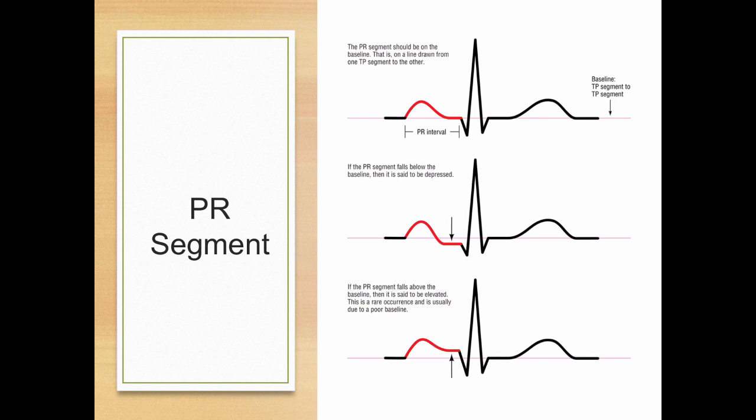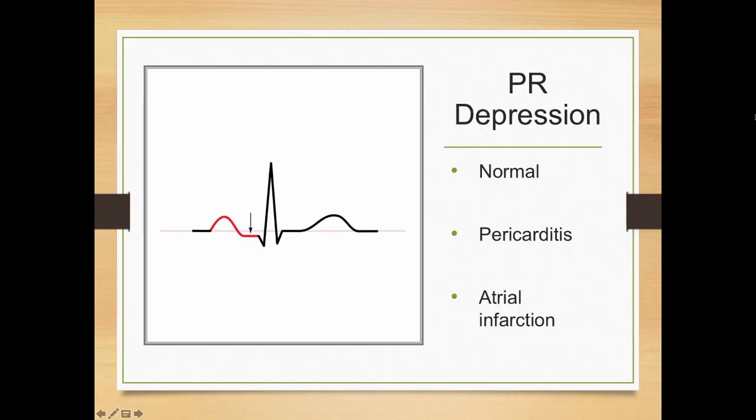If it's either depressed or elevated, it could be a wonky baseline. If that PR segment is elevated, it could be an infarction, just not in your ventricles. It could be an atrial infarction. Pretty uncommon, but if you see PR elevation on its own, we might be thinking an atrial infarction, a heart attack, but it's happening in one of the atria. Let's split these apart: PR depression, so PR segment depression, not the interval, but the segment itself.